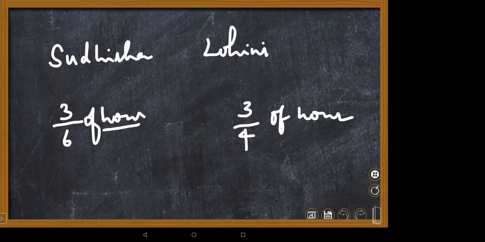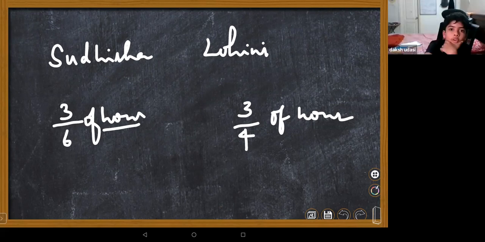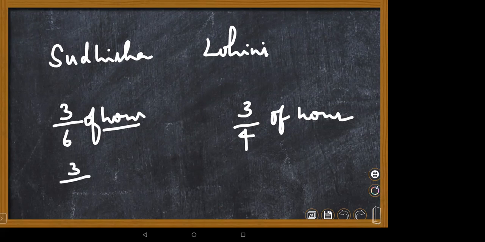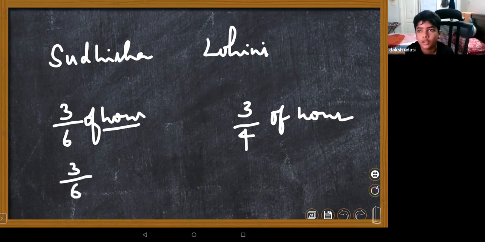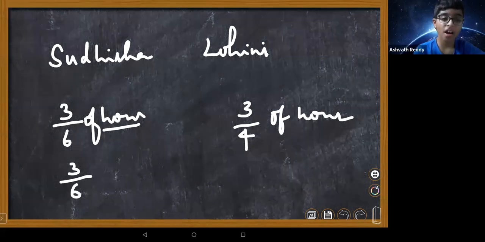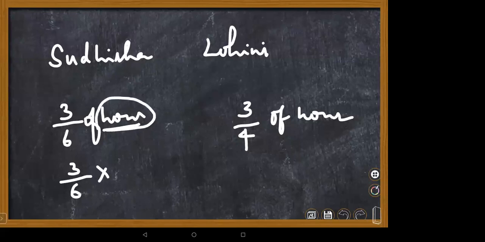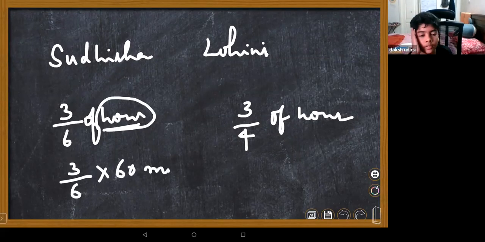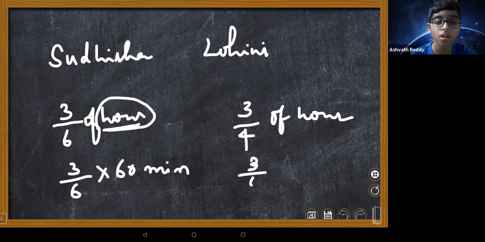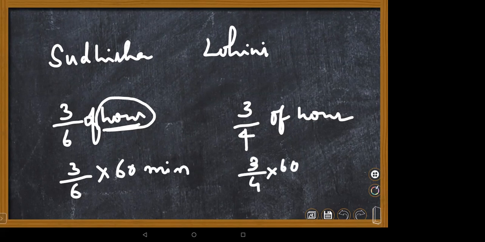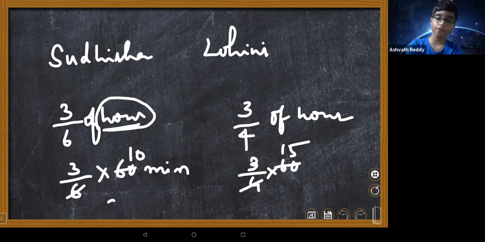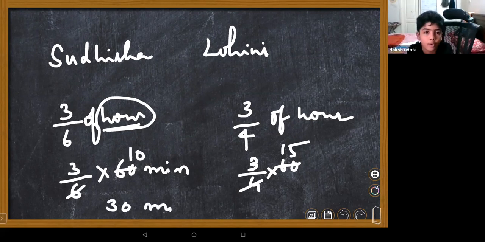My question is, who exercised for a longer time? Ma'am, Lohini. How can you say Lohini? Because 3 by 4th is greater than 1 by second. Actually, Sudisha did for less time. Hour means you can take as 60 minutes. Lohini's 3 by 4th means 3 by 4 into 60. So Lohini did more exercise.